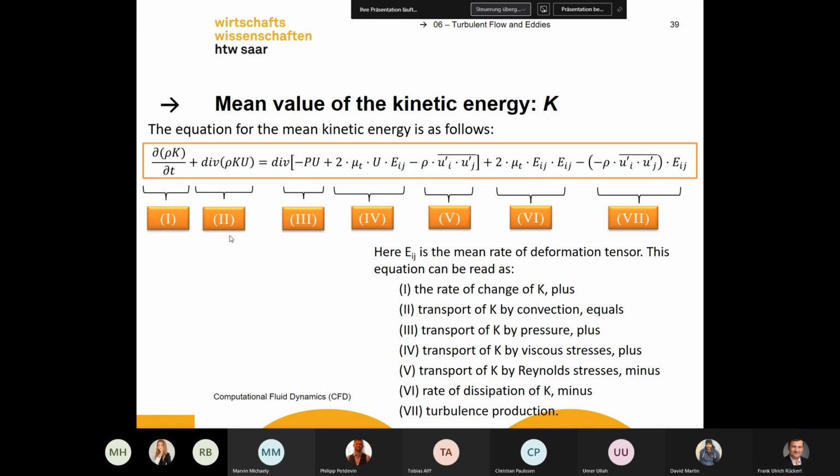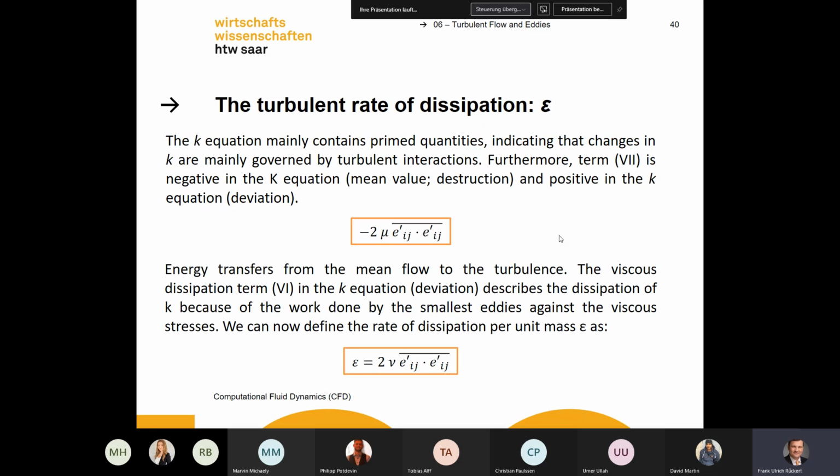You have your... it's getting a bit more problematic. You will always have a fluctuation of the mean values and of the deviation of the velocity. So you will get some more terms, but I think that's a bit too difficult for now. And here you see also again the rate of dissipation. You can calculate the dissipation.